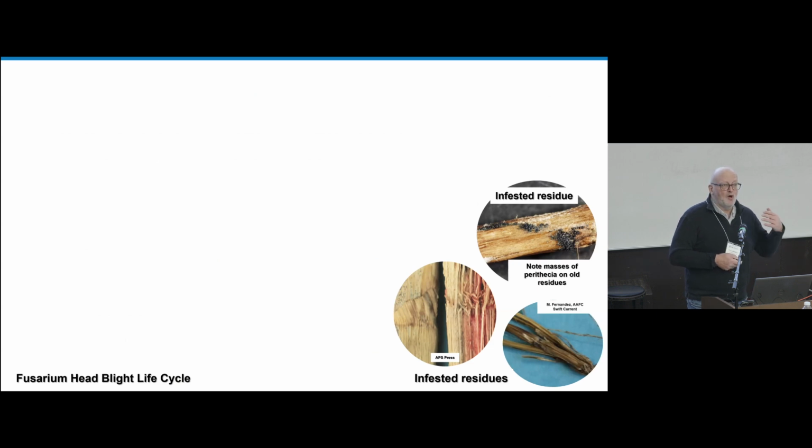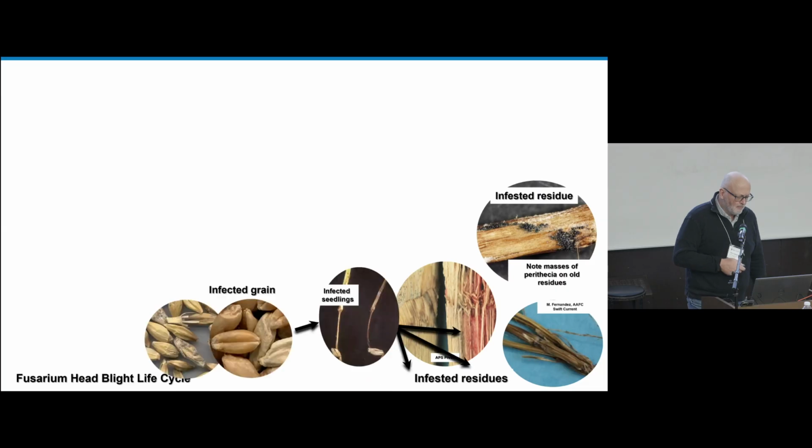And it infects all parts of that cereal plant. The root system, the crown tissue, the stem tissue. We can find it associated with leaf tissue, and then of course the head tissue and the grain.